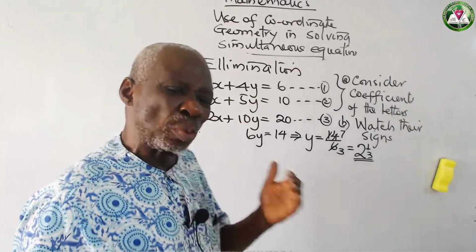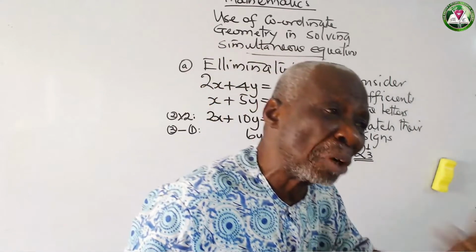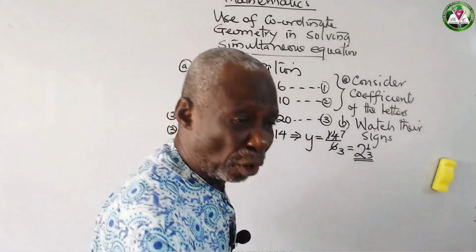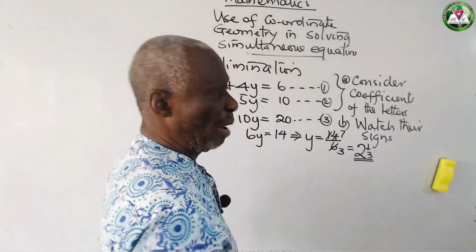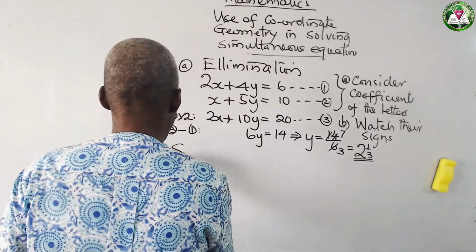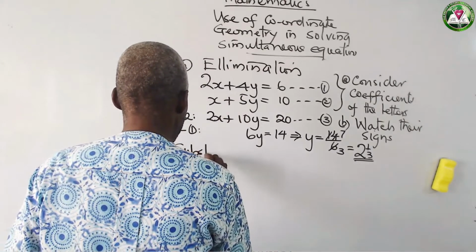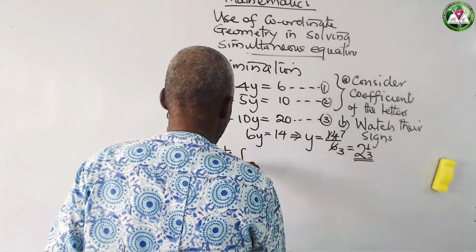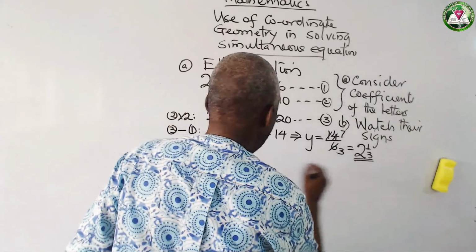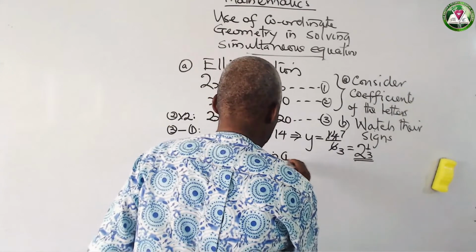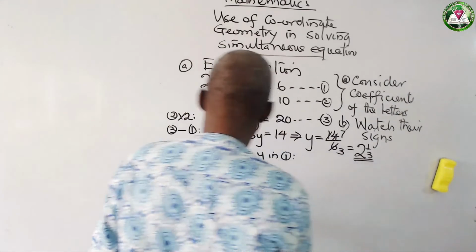Why we are taking smaller coefficients is so that it will be easy for you to multiply. That is why we are looking for the smaller values. So we substitute in equation 1. Substitute the value of y in equation 1. If you do, what happens?